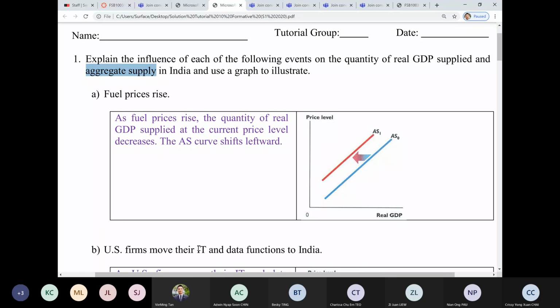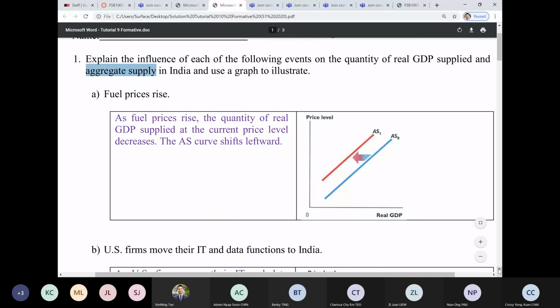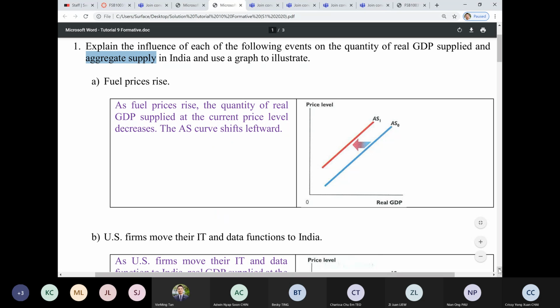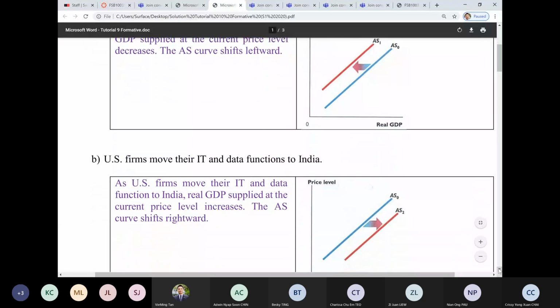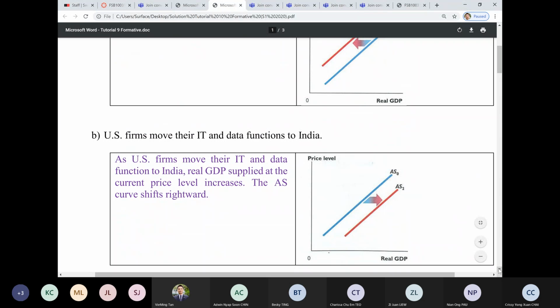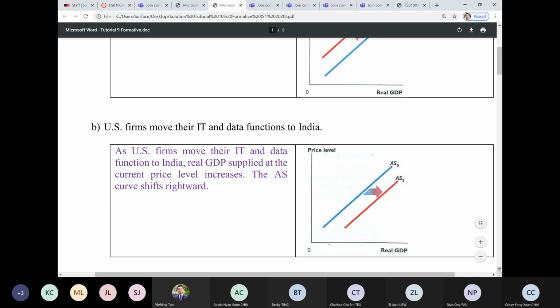Available in India. If that's the case, what's going to happen? That means there will be more resources available for India to produce products. As a result, this can also shift the AS curve to the right-hand side, because more is available in the market. Okay, so this is how you answer the question. Okay, Edwin. So you can also try to draw the diagram in order to illustrate your answer. Okay, then I'll move on to C.